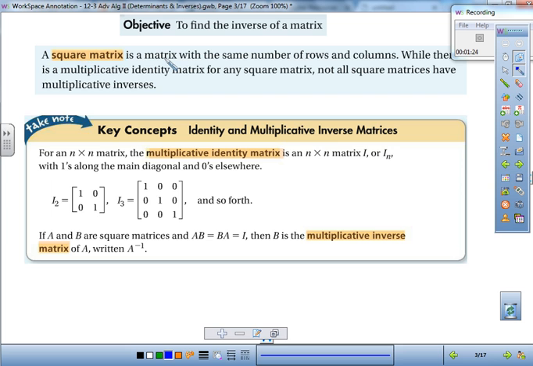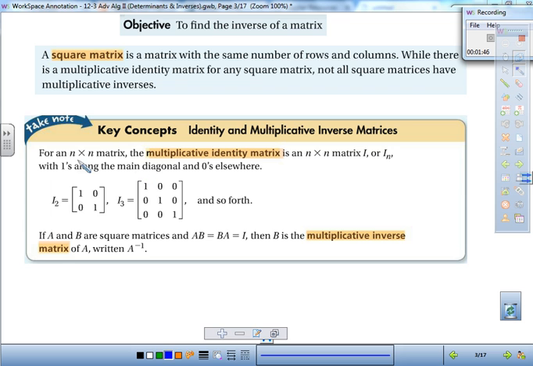Okay, so a square matrix is a matrix with the same number of rows and columns. Like this is a 2 by 2, 3 by 3. It looks like a square and it makes sense. Every square matrix, as it says here, has a multiplicative identity matrix, but not all of them have multiplicative inverses.